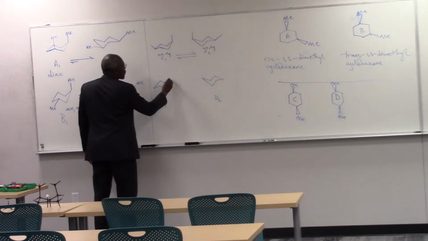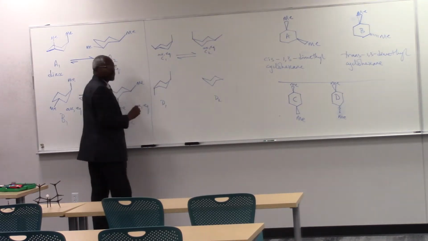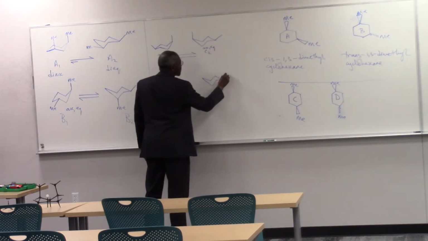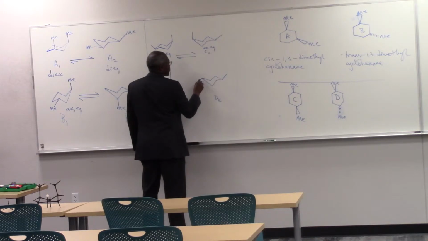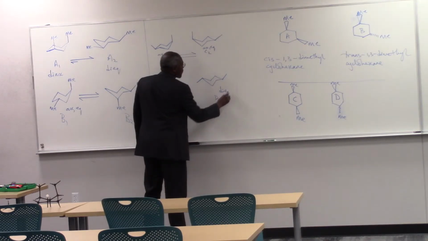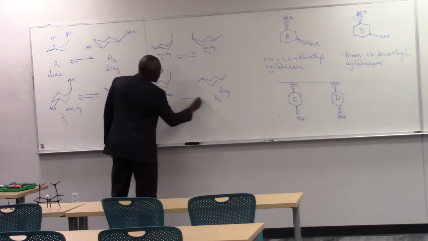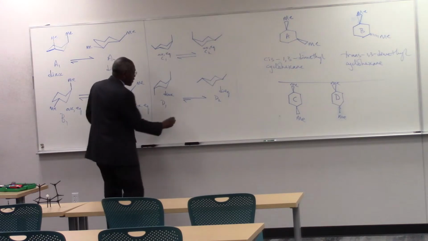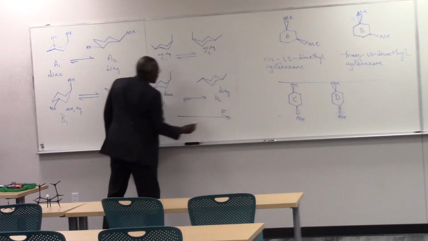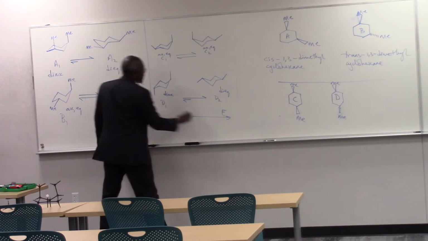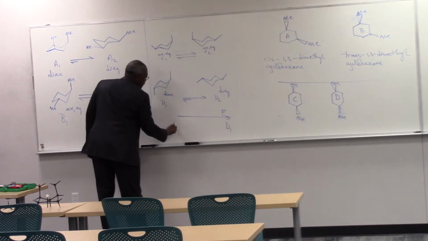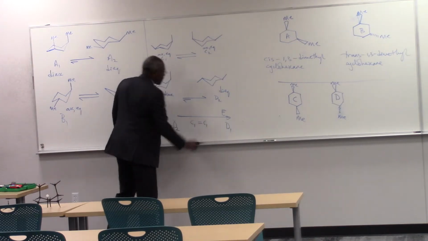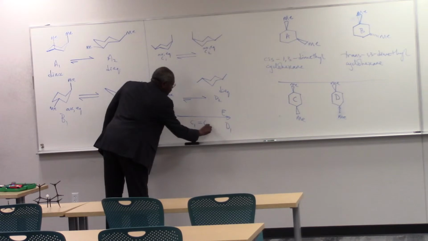In the trans, this will point up, this will point down. So this is the diaxial, and as we imagine when the ring flips, the diaxial becomes a diequatorial. And in this case, then, I have more of D2 than I have of D1. And in terms of increasing energy, D1 is the most energetic, D2 is the least, and C1 and C2 are equienergetic, or degenerate.